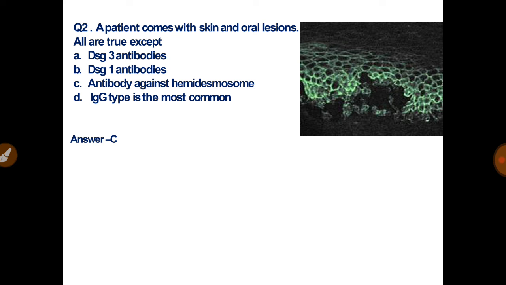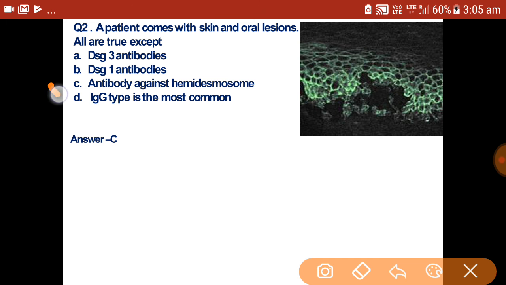Okay, so probably this is a question of mucocutaneous variety of pemphigus vulgaris. Now regarding pemphigus vulgaris, you should know that the antibodies are directed against desmosomes and not hemidesmosome. Okay, so only this point will fetch you the answer here.